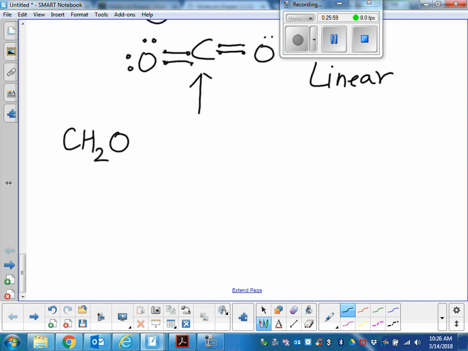Now, how do you count? Valence electrons for carbon is 4. Each hydrogen will give 1. That's 2. Plus oxygen is 6, making a total of 12. Now, there is carbon, there is hydrogen, there is oxygen. Which element will you choose to put in the middle?